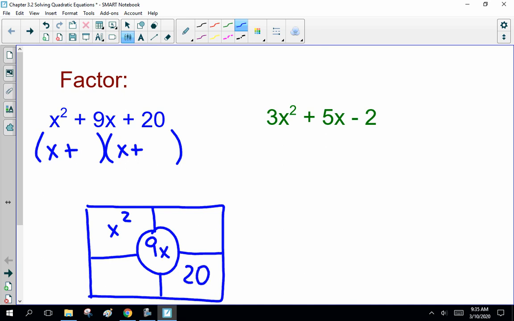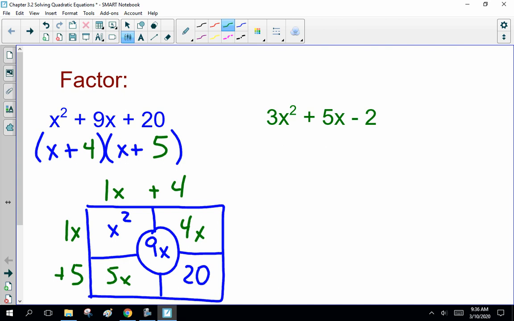Now, what times what gives you x squared? Well, 1x times 1x. Now, what two numbers add together to be 9 and multiply together to be 20? Well, the factors of 20 are what? 1 and 20, 2 and 10, 4 and 5. So if I go plus 4, plus 5, so x times 5, 5x. X times 4 is 4x. Excuse me, x plus 4, x plus 5. Works for me.